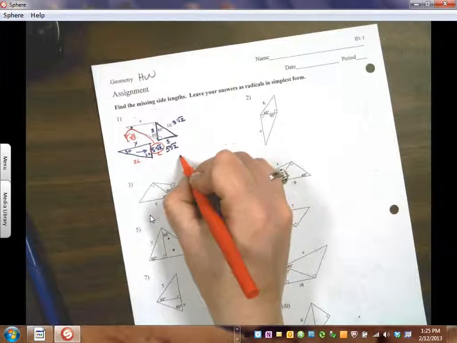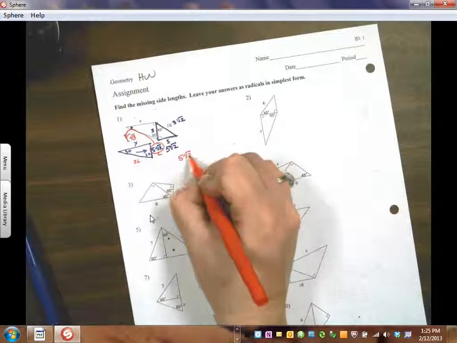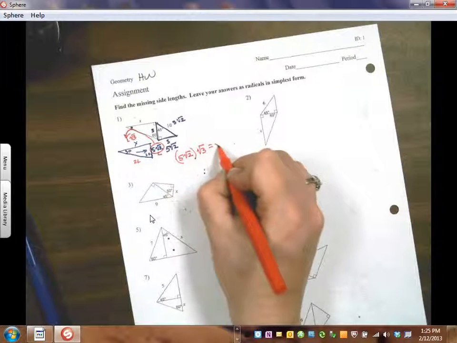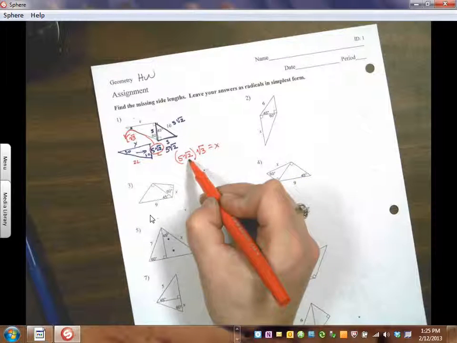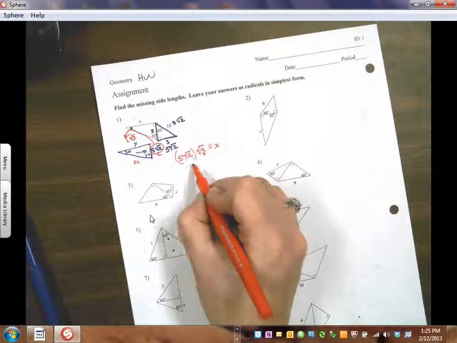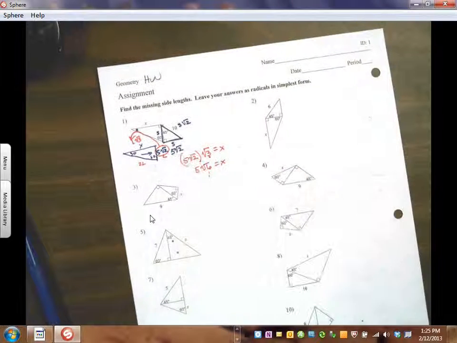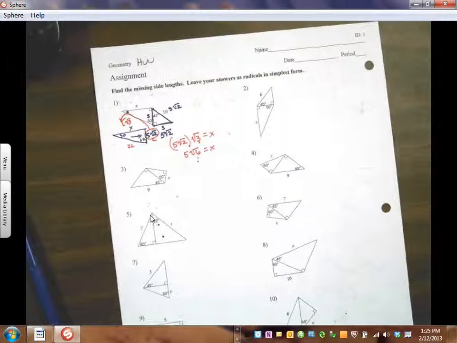So we know 5 square roots of 2 times the square root of 3 is going to give me my x. Just multiply your radicals. I know 5 square roots of 6 equals x. And that's finally your answer. So hopefully you'll see that this is like a multi-step problem where you've got to work your way through both triangles to be able to solve it.